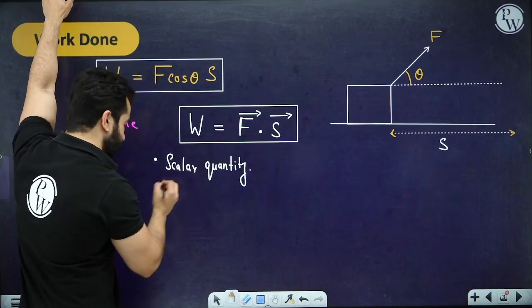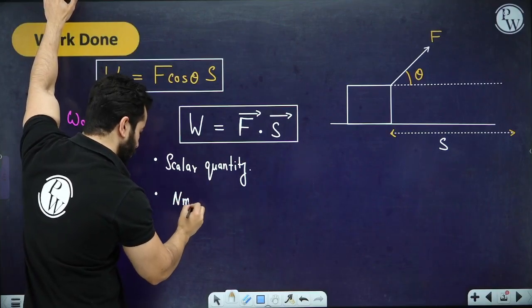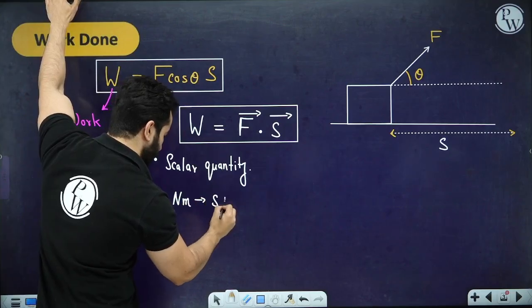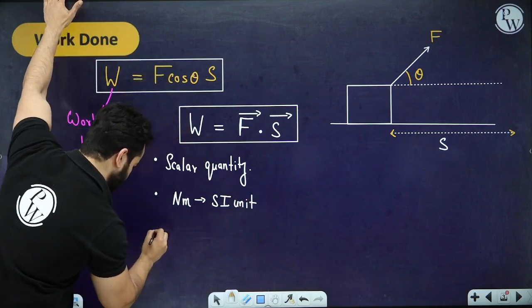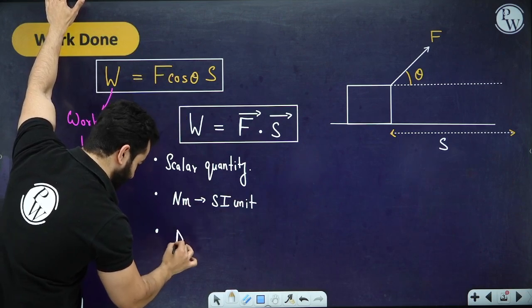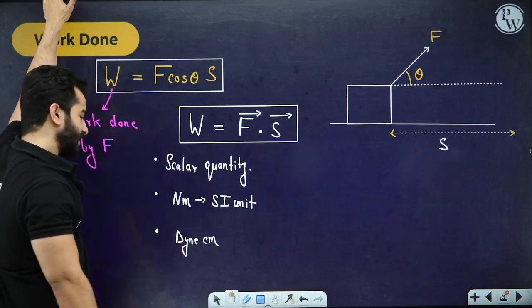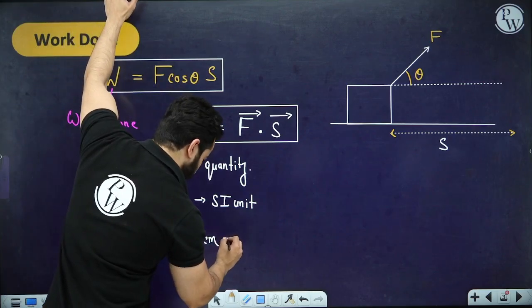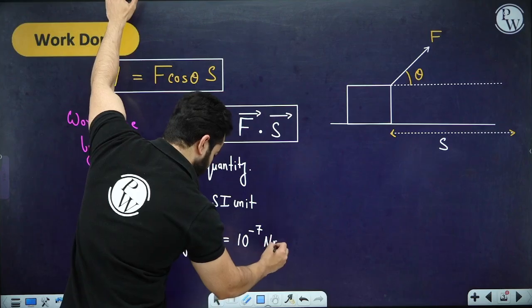We can say that the SI unit of work done is going to be Newton meter. This is going to be the SI unit, and the other unit, that is the CGS unit, can be written as dyne centimeter, right? So this is going to be nothing but 10 to the power minus 7 Newton meter.